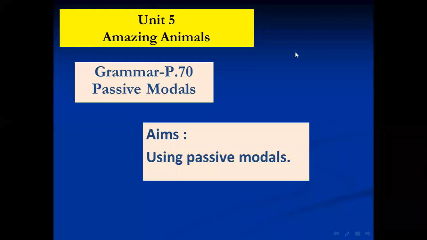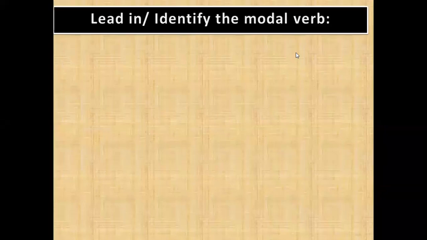Our today's lesson is grammar on page 70. It's entitled Passive Modals. Today, we will learn how to change an active sentence that includes modal verbs into passive. So our main aim is using passive modals. Here, I ask you to identify the modal verb. It's important to identify the modal verbs to be able to change them into passive.